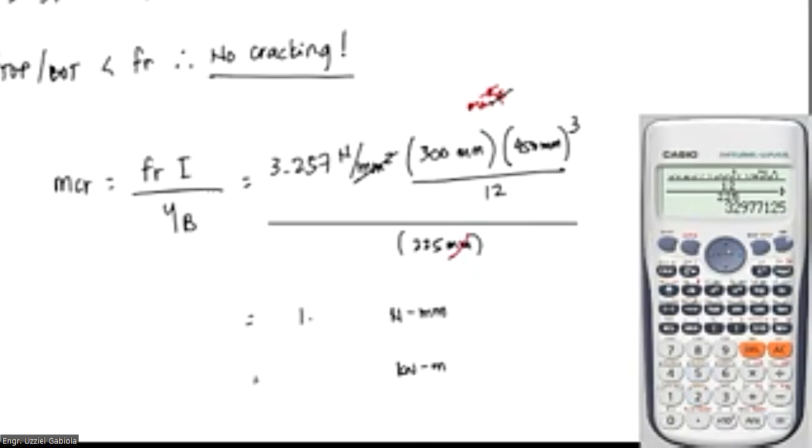Okay, so this is, I think, the more correct value. So we have 32,977,000. If you want to make it kilonewton meter, we just need to divide that by 1 million, or 10 to the 6. Let me rewrite this: 77125. Then to make it kilonewton meter, just divide it by 1 million. Then we have 32.977 kilonewton meter as our cracking moment.